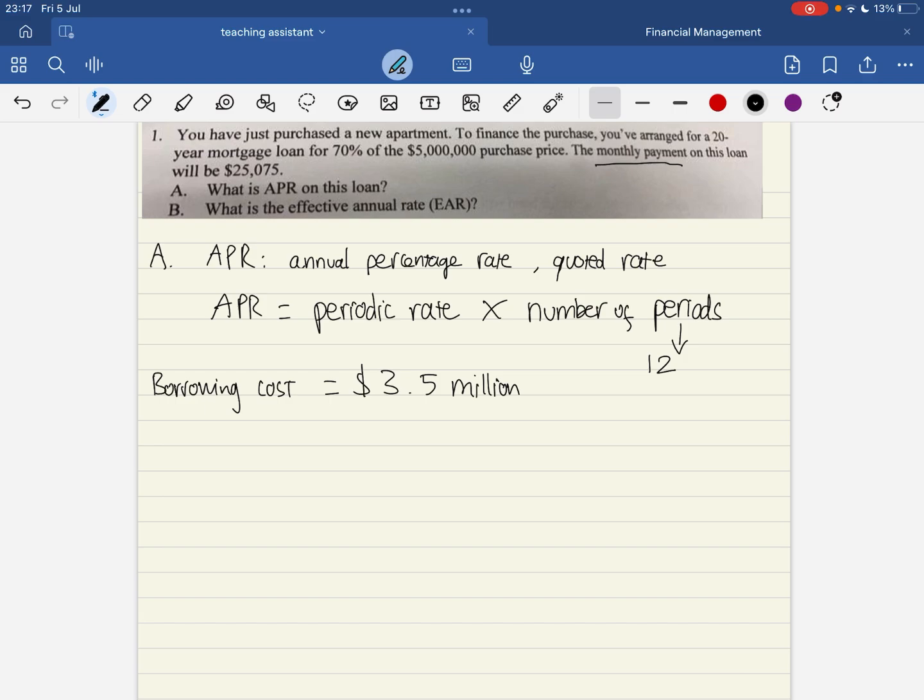How to calculate the periodic rate then? As you can see, every month you have to pay $25,075 USD. To find the periodic rate, you have to take this number divided by the total borrowing cost, and that will be the periodic rate. In other words, it's the monthly payment rate. So the periodic rate is calculated by taking the monthly payment, which is $25,075, divided by 3.5 million USD.